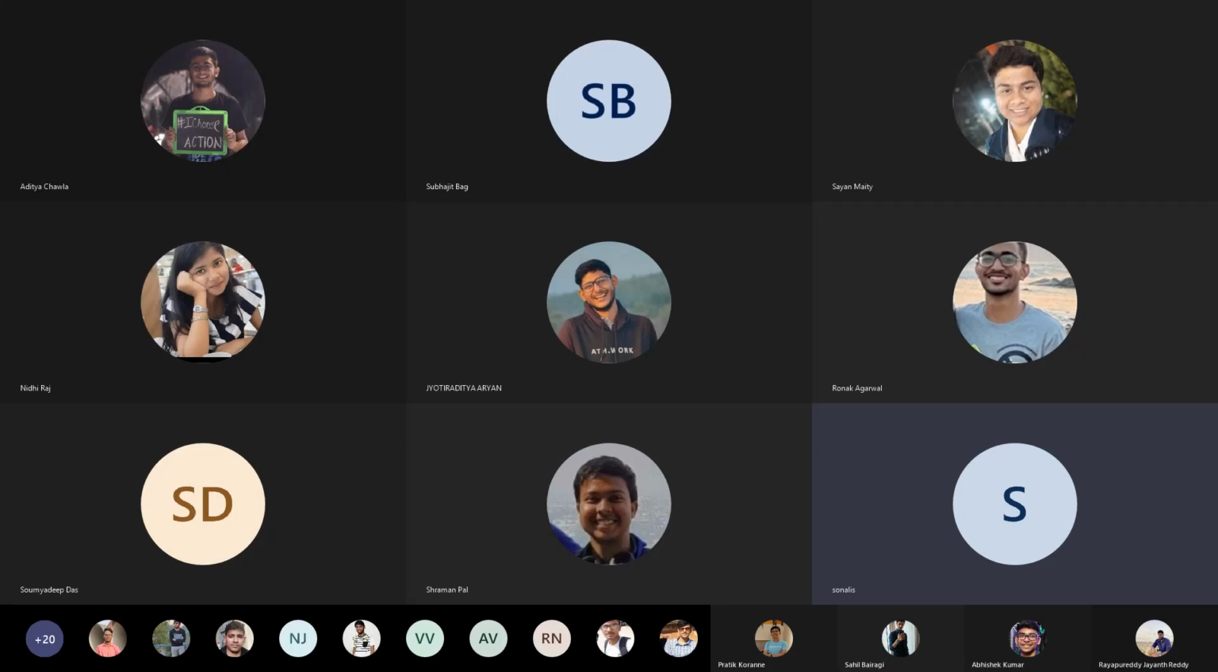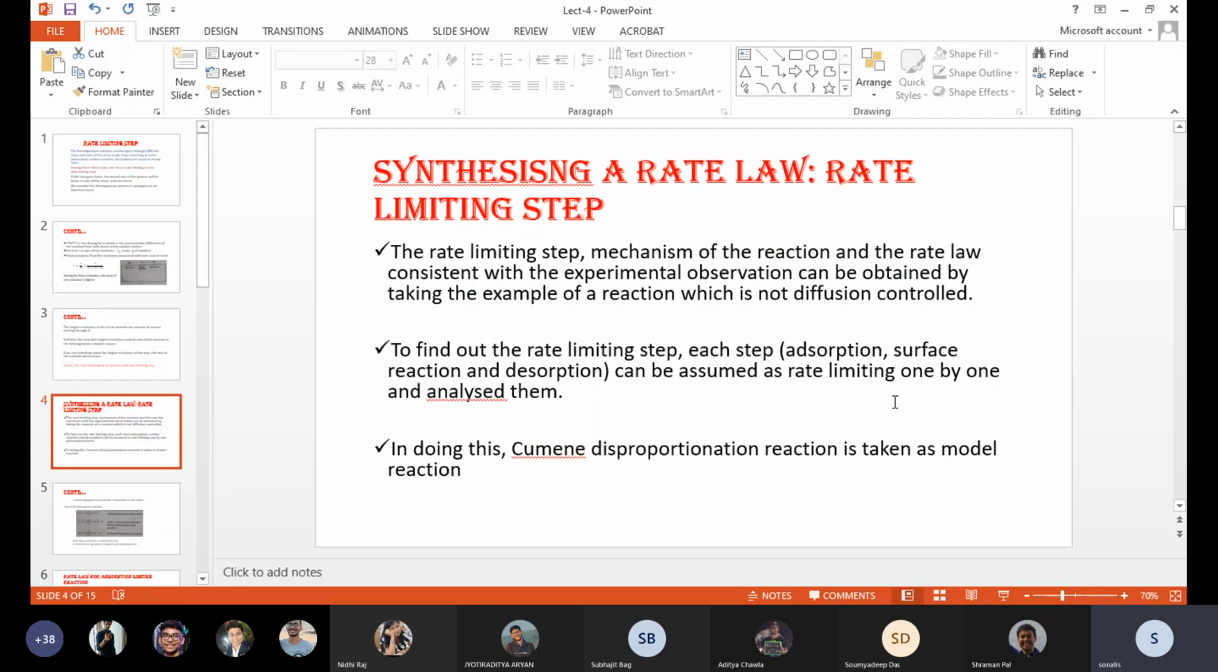In the rate limiting step, we have considered three steps in a solid catalytic reaction. One is adsorption, another one is surface reaction, another one is desorption. At this stage, we are not considering mass transfer. So confining ourselves to these three steps, we have to establish the rate equation for a definite solid catalytic reaction.